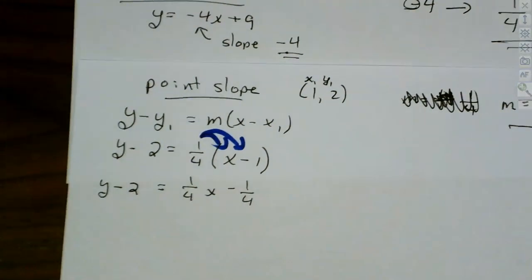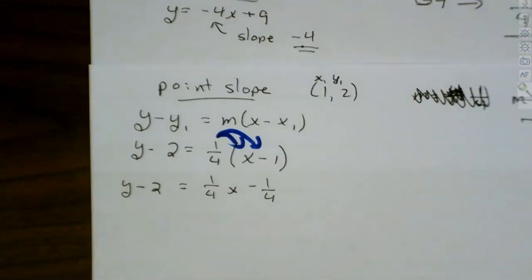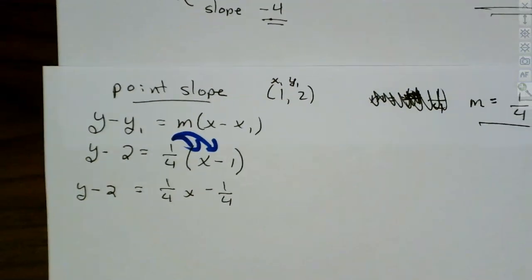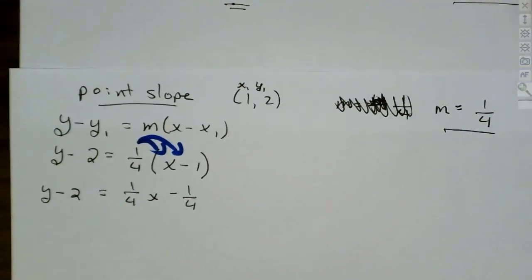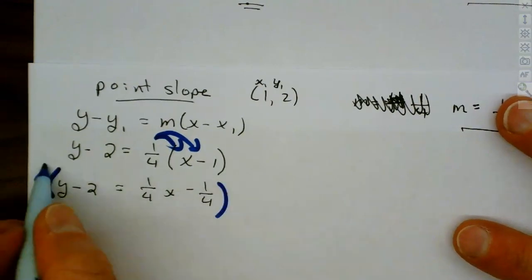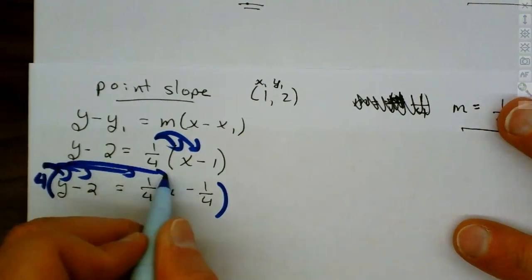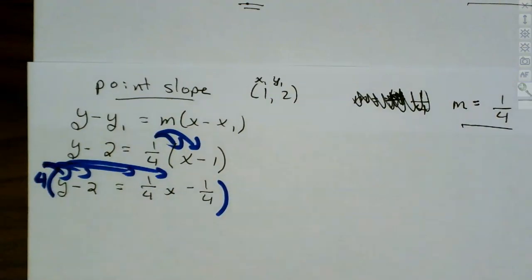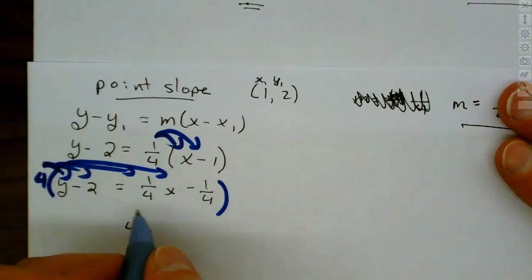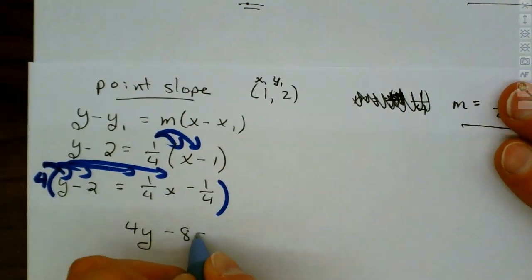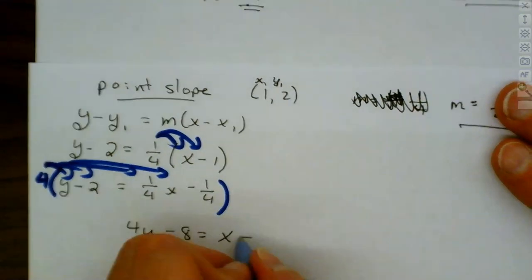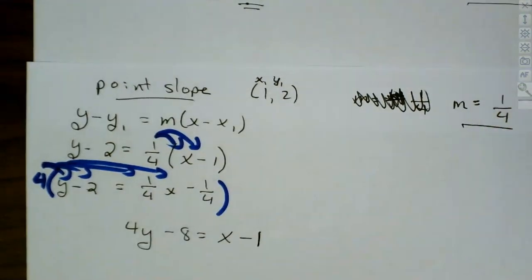Now, can we have fractions in standard form? No. So we're going to go ahead and clear out our fractions. And how do we do that? Well, we're going to multiply everything by 4. So let's rewrite it now. I'm multiplying everything by 4. And that gives you 4y. 4 times a negative 2 is a negative 8. 4 is canceled. That leaves you with an x. 4 is canceled. That leaves you with a minus 1.